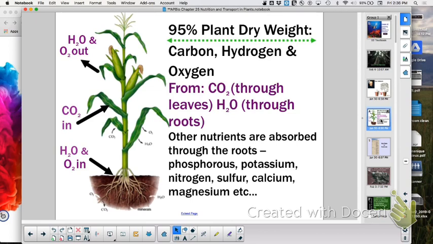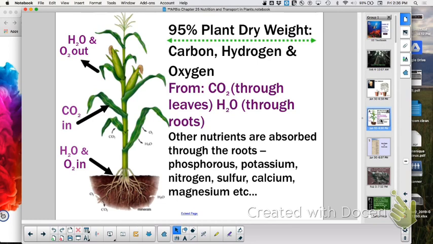CAM? C4. What do CAM plants do to overcome that? They keep their stomata open at night and fix the CO2 at night to PEP. Okay? And what about C4? The leaf structure is different.